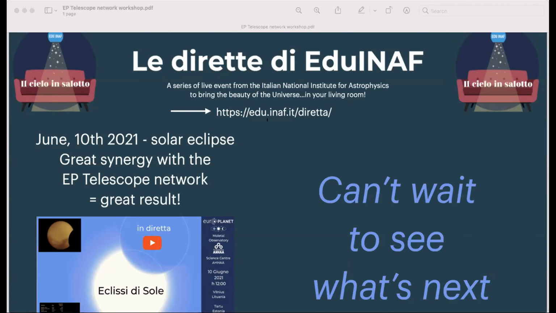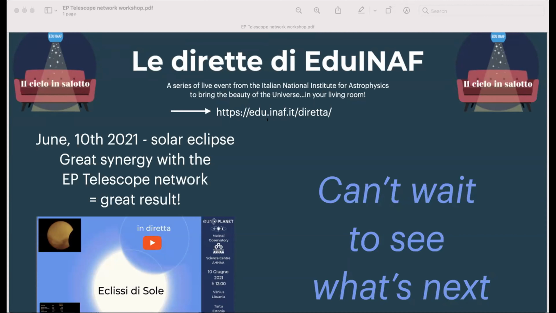So that's why we always look for the help of the Europlanet Telescope Network, as we did last year, as I said, in June, for the solar eclipse. So that was not very clearly visible from Italy. And joining our forces, we were able to make a very nice broadcast of the beautiful images of the eclipse from 2 observatories, both in Lithuania and in Estonia. And I must say that it was really appreciated by the public, so we were very happy about that.